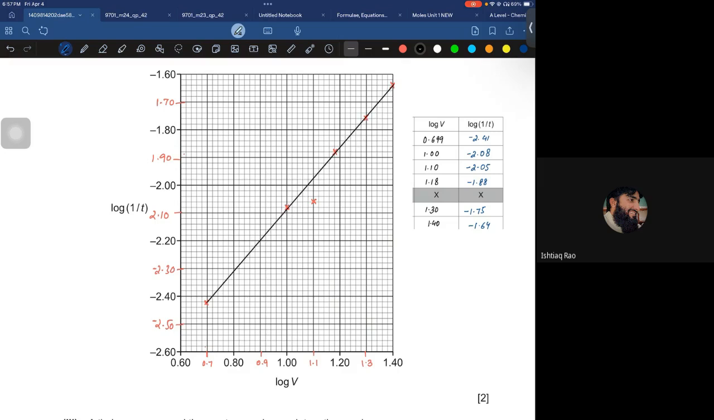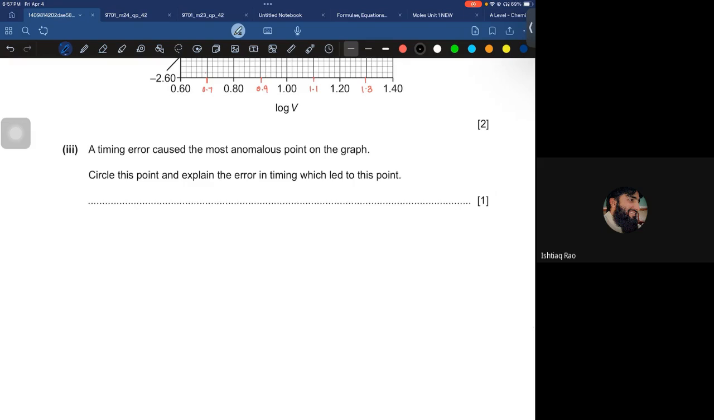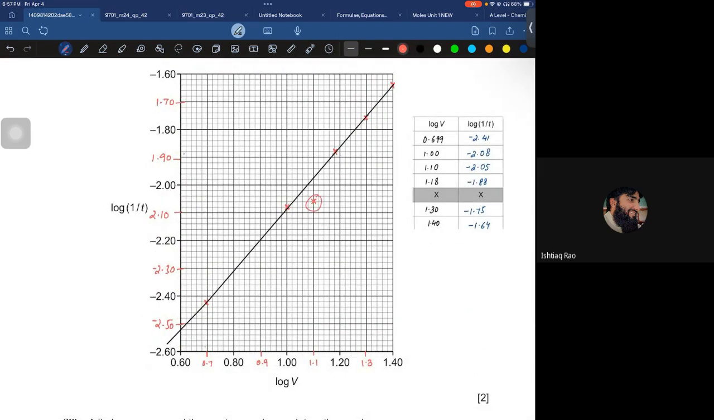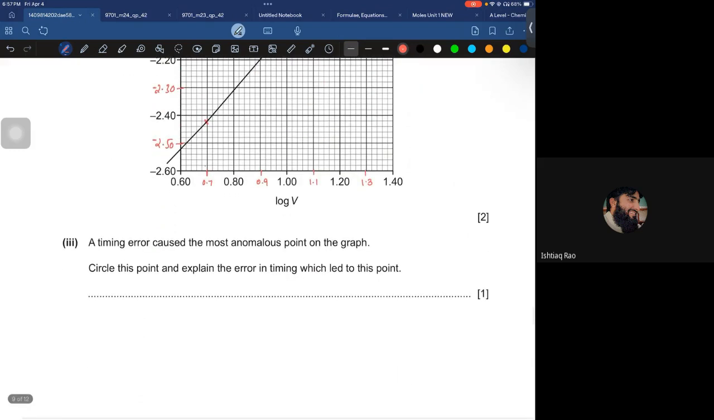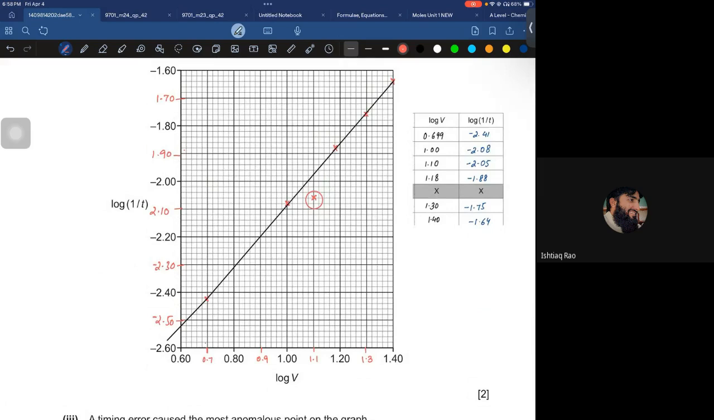Just like that. Okay, this is the best fit line. A timing error caused the most anomalous point on the graph. Circle this point and explain the error in timing which led to this point. This is your anomalous point. So why is this so? It should be over there, like that.